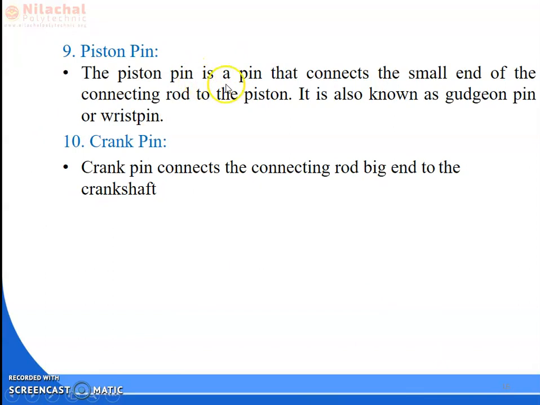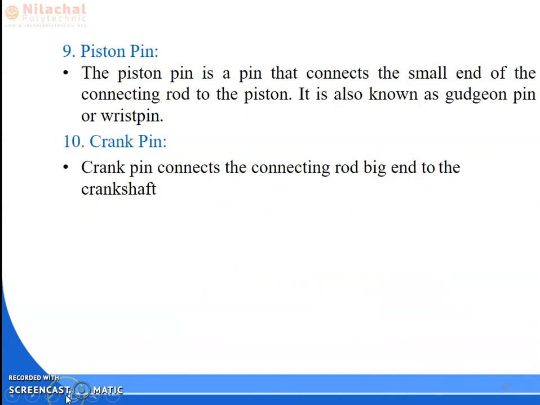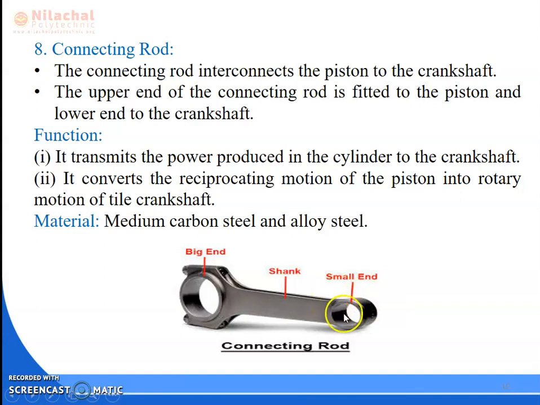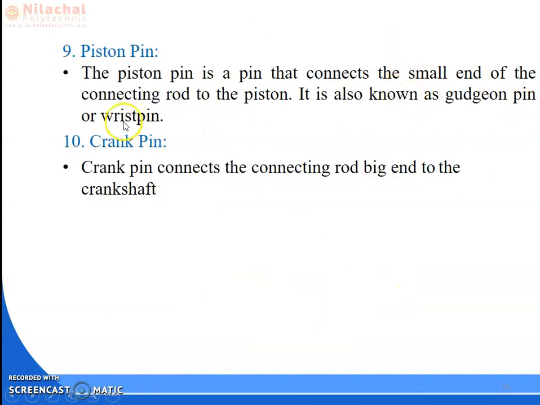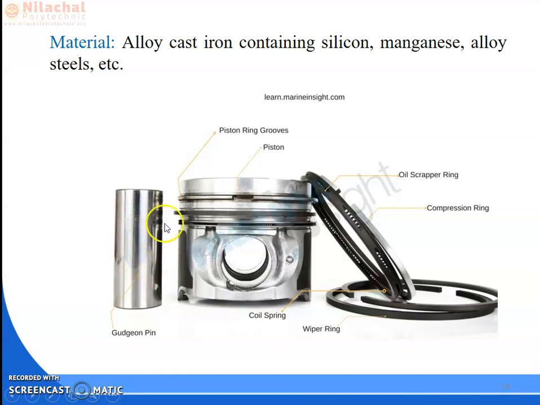Then the piston pin. The small end of the connecting rod is connected to the piston and the big end is connected to the crank. The piston pin is the pin which connects the small end of the connecting rod to the piston. It is also known as the gudgeon pin or wrist pin. This one is the gudgeon pin.